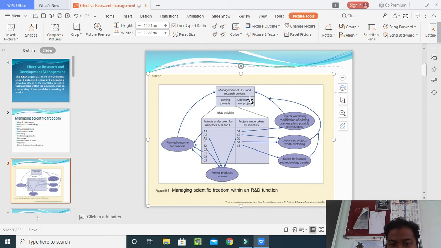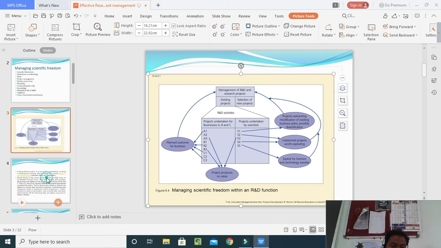After doing this, they will take the existing projects. What are the existing projects we are having? Among that, they will select the new projects. That means whatever defects or modifications there are, they are going to identify and remove them. After removing that, they will launch into the market with the help of the new projects. So this is the process of managing scientific freedom, how the R&D function takes place.